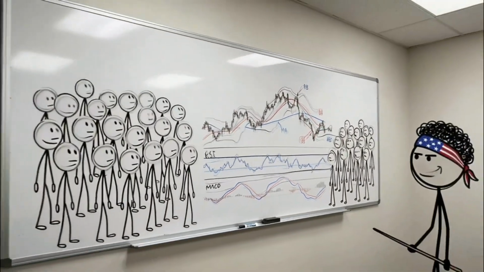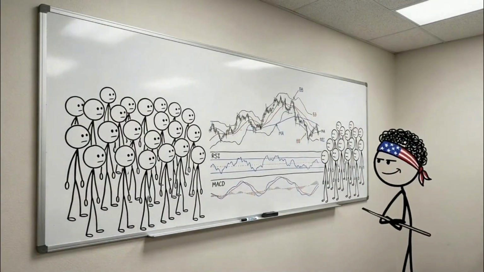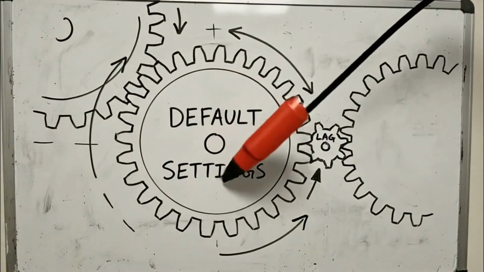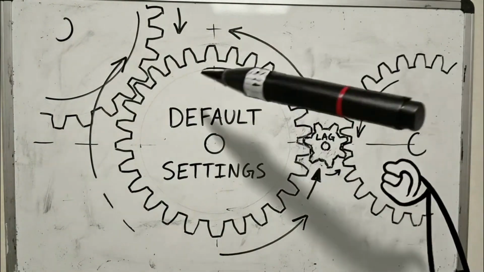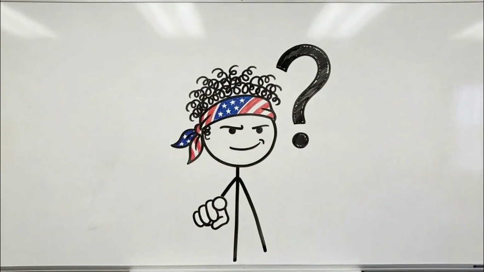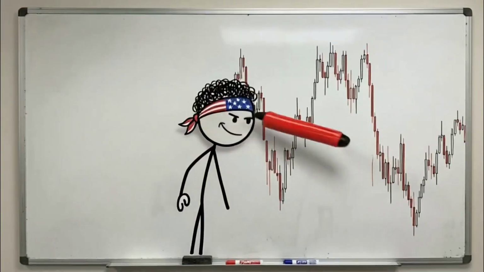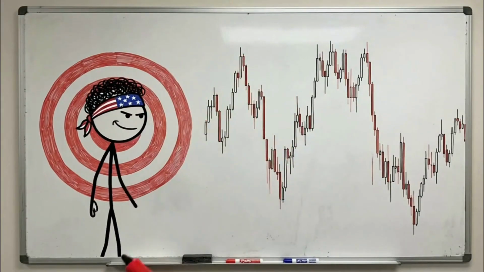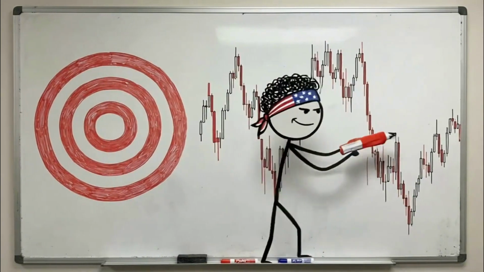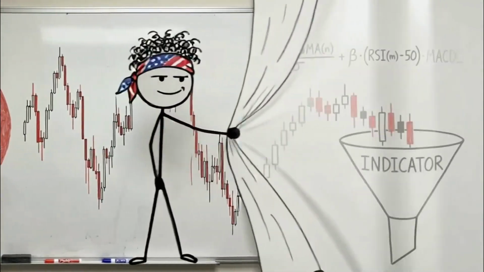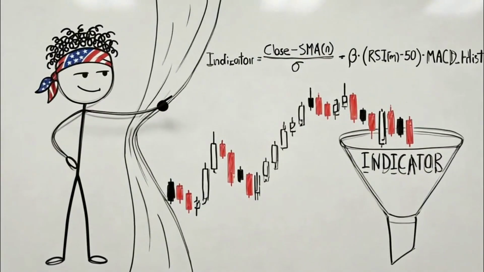70 to 80% of retail traders lose money, and the primary tool they all share? Lagging indicators with default settings that make them perfectly predictable. In this video, I'm going to show you exactly why your indicators are late, how that lag turns you into a target, and what the market is actually showing you that no indicator can calculate. Let's start with what your favorite indicator is actually doing behind the scenes.